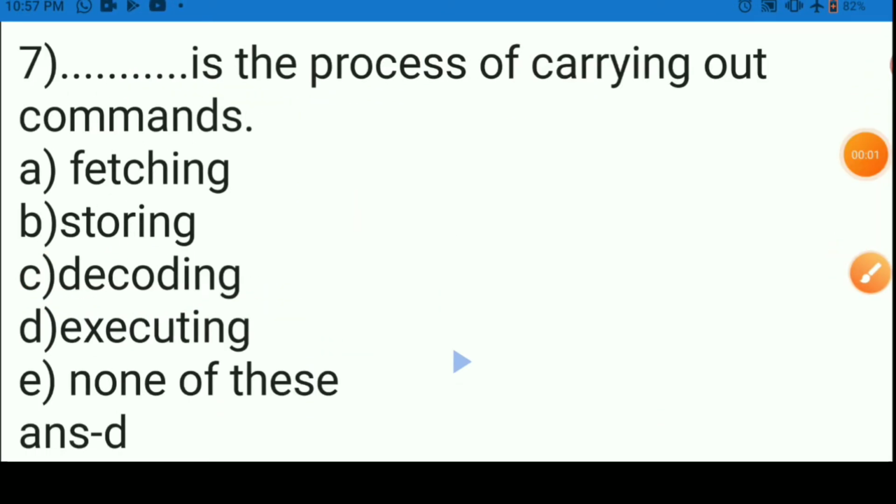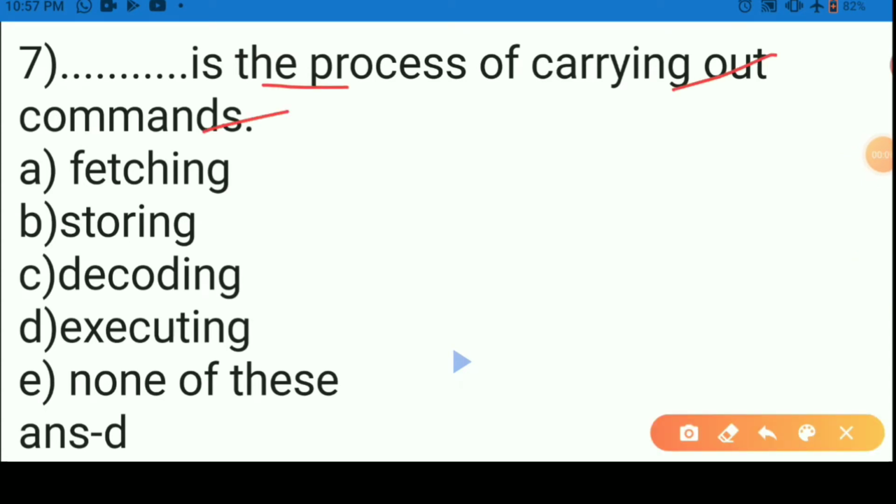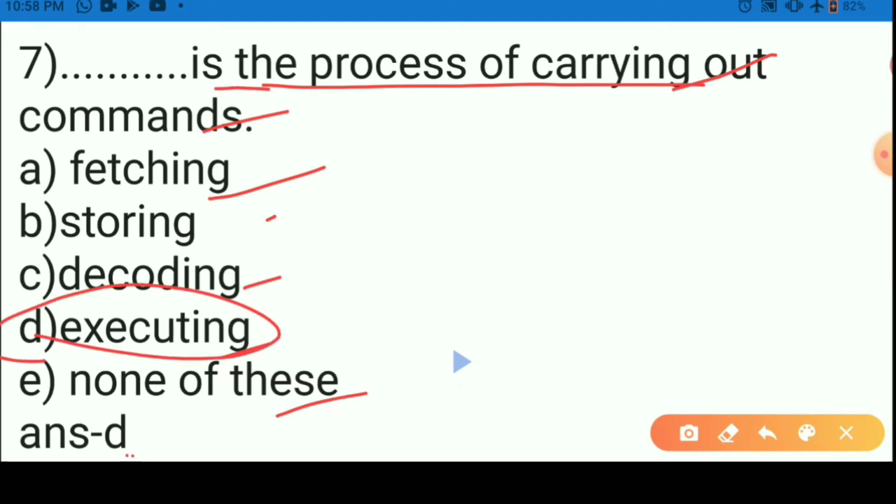Next question. Is the process of carrying out commands: fetching, storing, decoding, executing, none of these. Right answer is option D, executing. Executing is the process of carrying out commands.